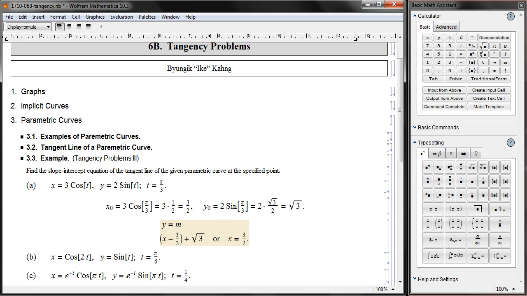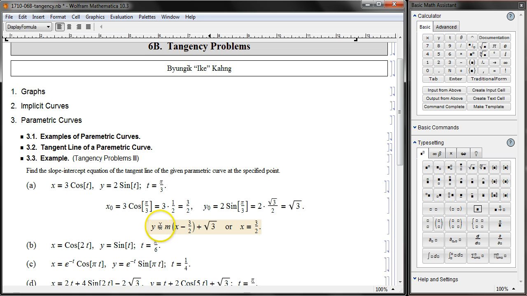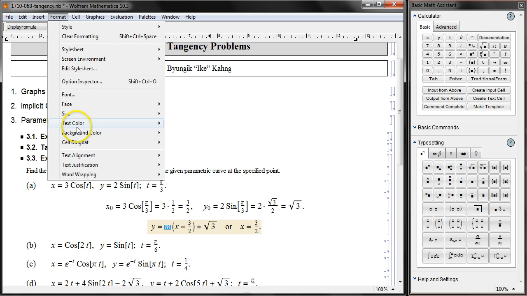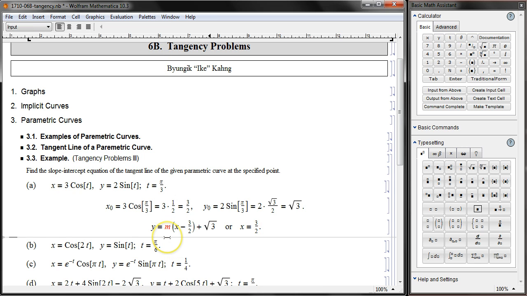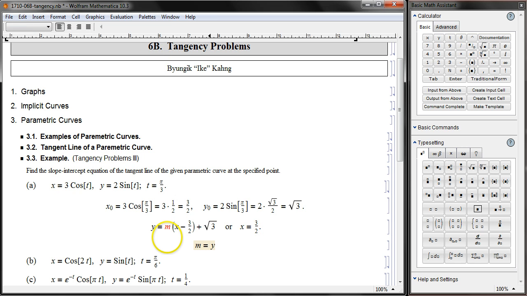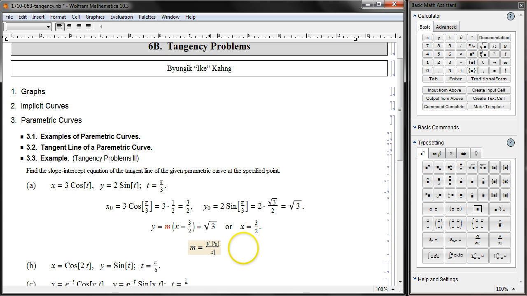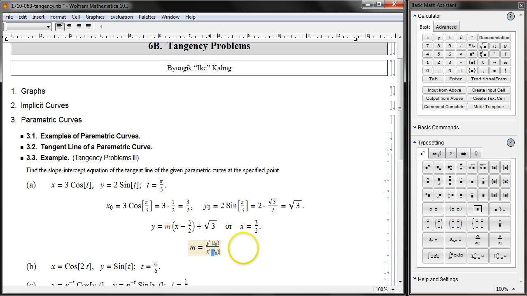Now this slope follows the slope formula: m equals y prime of t0 over x prime of t0. So if you find the two derivatives, y prime and x prime, get the fraction and then plug in the numbers, you're going to get what you want.